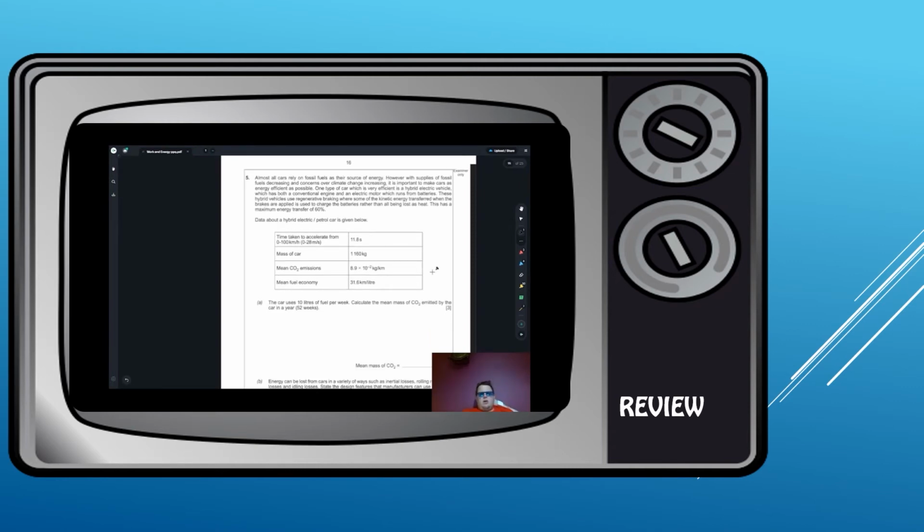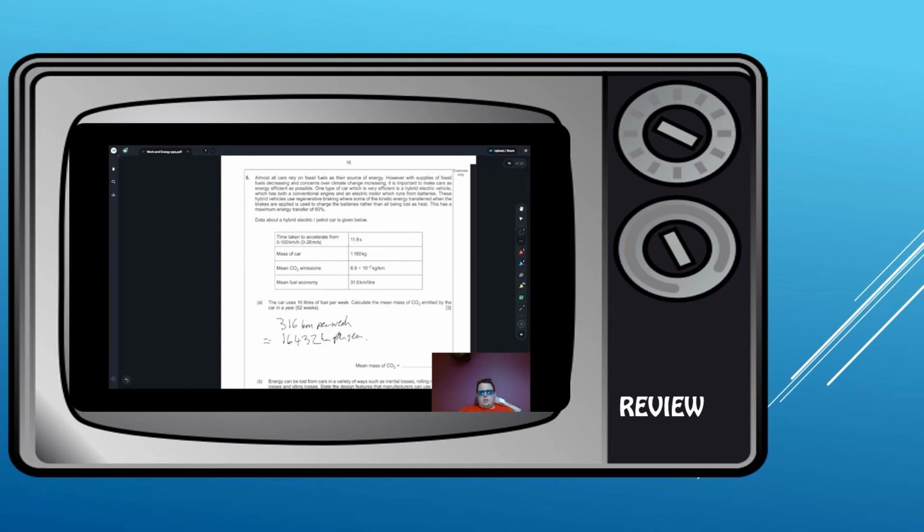Okay, almost all cars rely on fossil fuels. Bit of information: car uses 10 litres of fuel per week. Calculate the mean mass of CO2 emitted by the car in a year. Okay, so right then, 10 litres of fuel per week. So on average, it's going to do 316 kilometres per week, which will equal 1,642 kilometres per year.